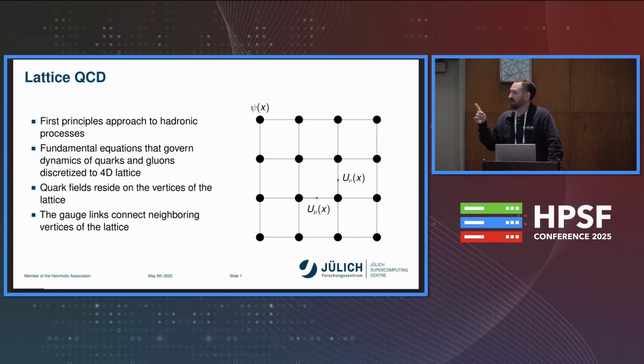Now, the quark fields are going to be, at each lattice site, an element of a complex valued 4x3 matrix, and then the gauge links themselves are complex valued 3x3 matrices, which are elements of the SU3 gauge group.